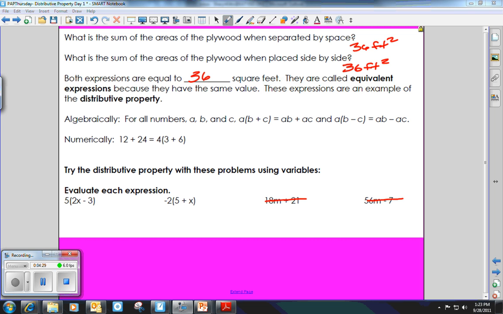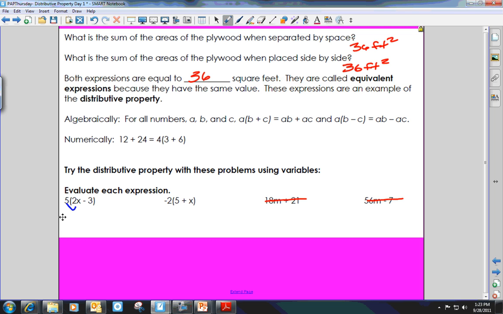All right, so we do 5 times 2x, that makes 10x. We keep the x. Okay, 5 sets of 2x. So if I had 2x and 2x and 2x, 2x, 2x, add them all up, I have 10 x's. So that's 5 sets of 2x, 5 times 2x.